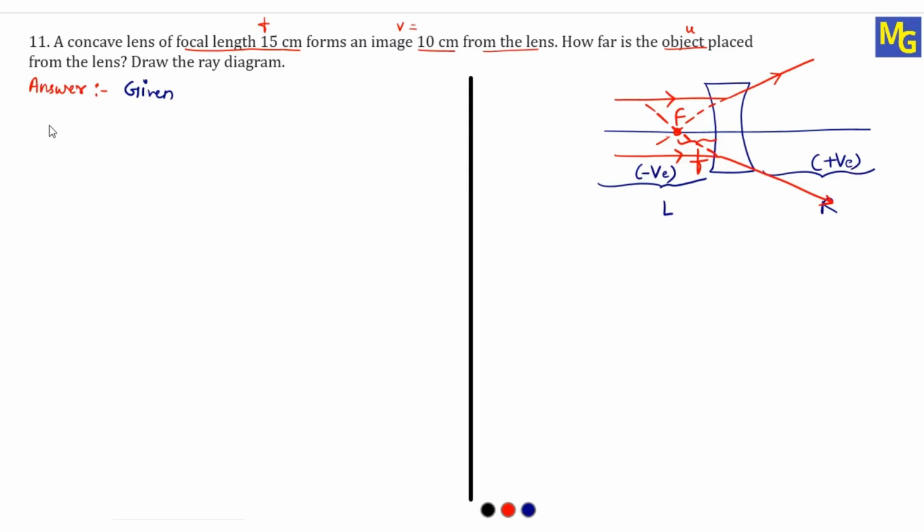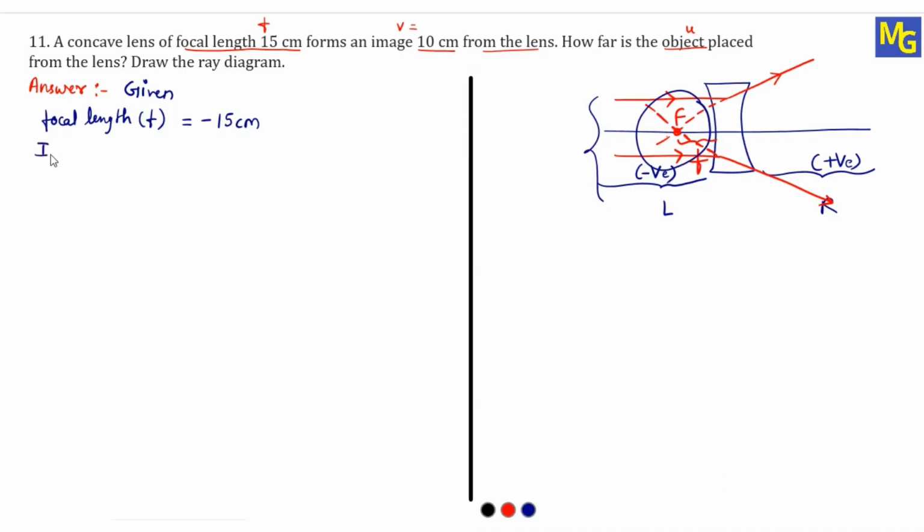So I will write focal length. What is the symbol for this? Small f. And here how much focal length is given? 15 centimeter. So I should write negative 15 centimeter. Then we have image distance. See here in the diagram, wherever the refracted rays meet, there the image will be formed. Here all the refracted rays are going to meet on the same side, so our image will be formed on the left side itself. Therefore, image distance will also be negative.